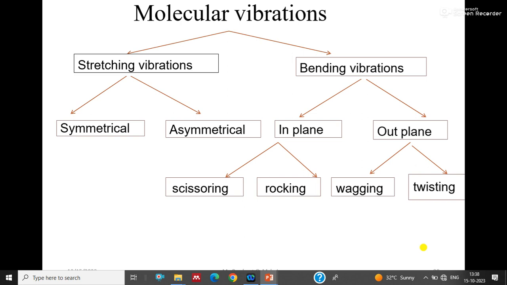Next, types of vibration. First, stretching vibration, and second is bending vibration. So stretching vibrations are of two types, that is symmetrical and asymmetrical. Bending vibrations are in the plane and out of the plane. In the plane, two vibrations are there: scissoring and rocking. Out of the plane, wagging and twisting.